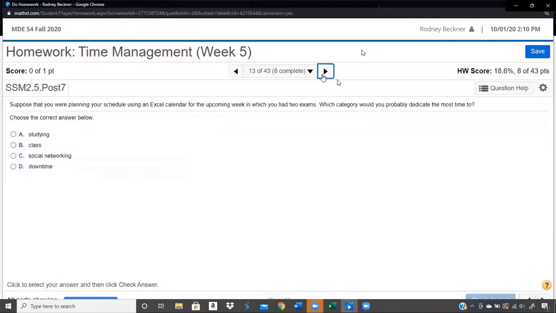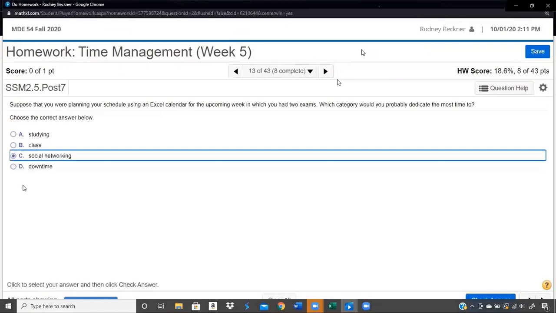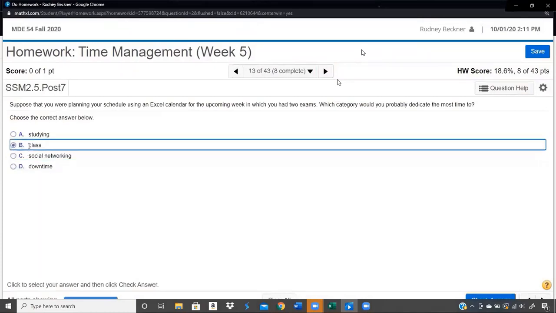Suppose that you were planning your schedule using an Excel calendar for the upcoming week in which you had 2 exams. So in the upcoming week, you have 2 exams. That's a big deal. Which category would you probably dedicate the most time to? Studying, class, social networking, or downtime? I'm saying it's not downtime if you've got 2 tests coming up. I'm saying it's not social networking if you've got 2 tests coming up. Class, you're in college. Class time is not even half of your studying.